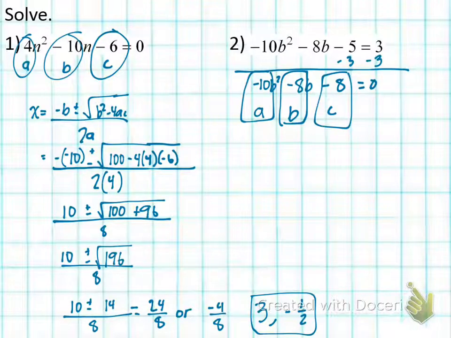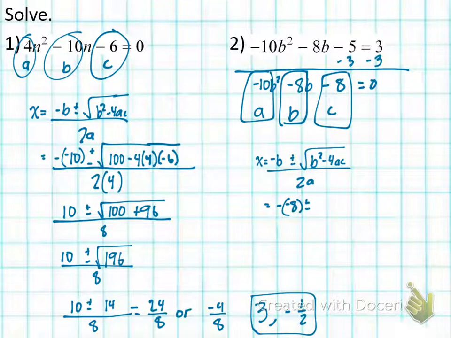Okay? So plug in my quadratic formula. X is equal to negative b plus or minus the square root of b squared minus 4ac all over 2a. Okay, so negative b, our b in this case is negative 8, so it's going to be negative negative 8 plus or minus the square root of b squared, which is 64, minus 4 times a, which is negative 10, times c, which is negative 8 also, all over 2 times a. 2 times a is negative 20.